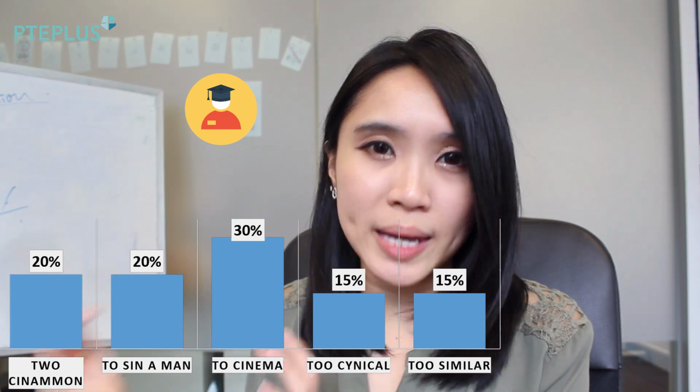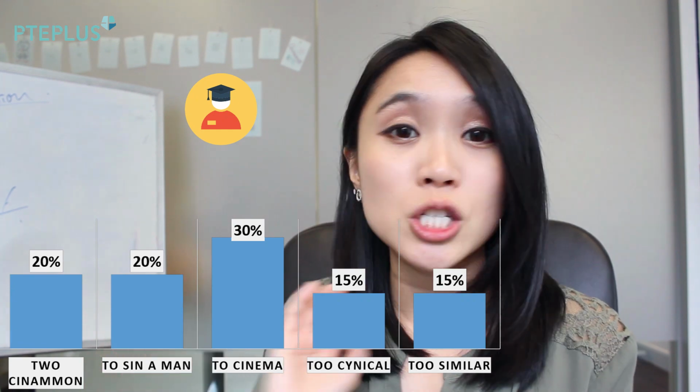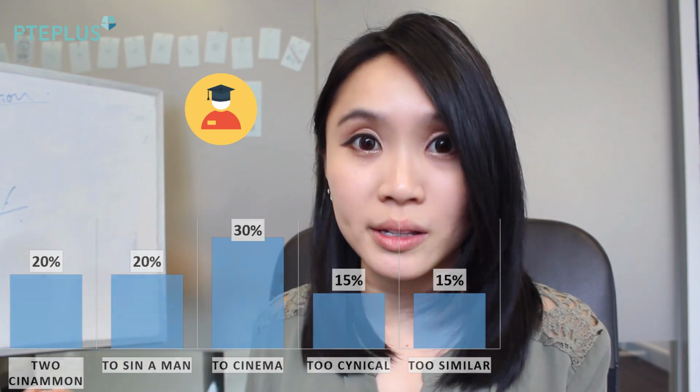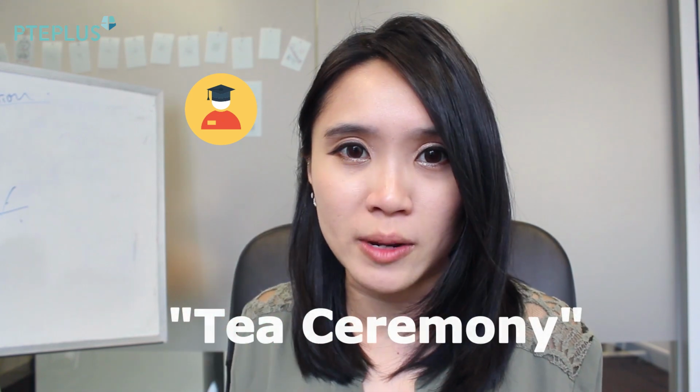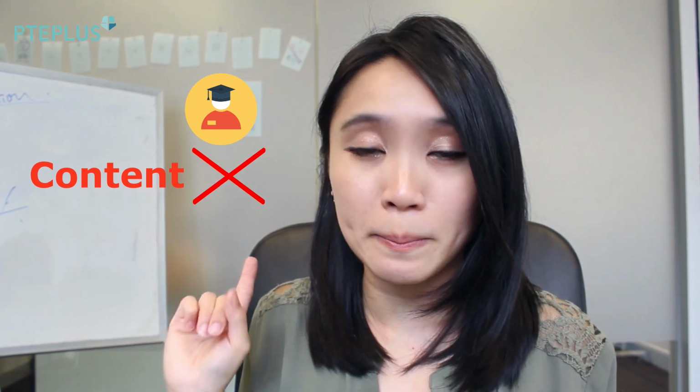However, one of the big problems is that the words tea ceremony are not even in his possibilities. This means that the machine did not even begin to think or pick up that he was even trying to say tea ceremony at all. And this means two things. Number one, his content score will be heavily penalized.